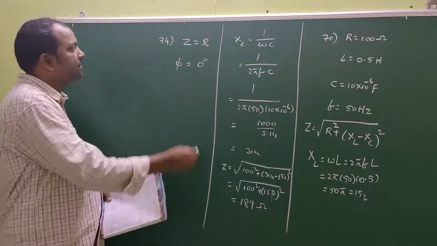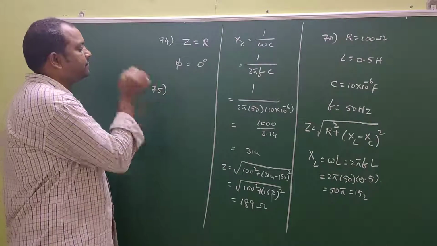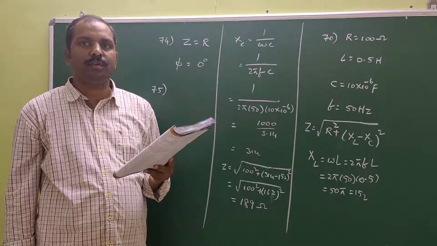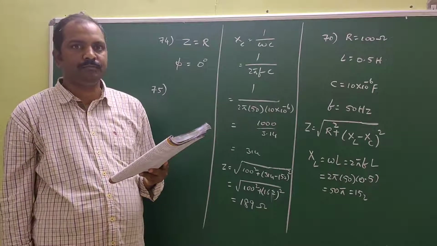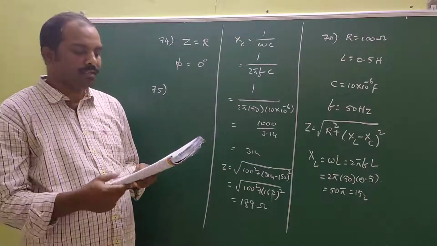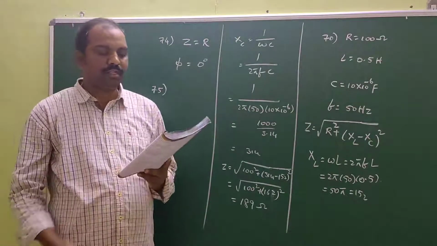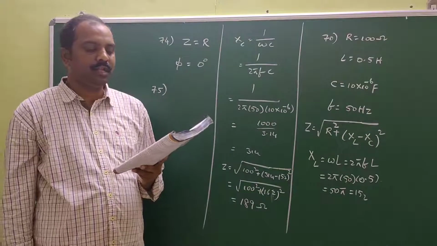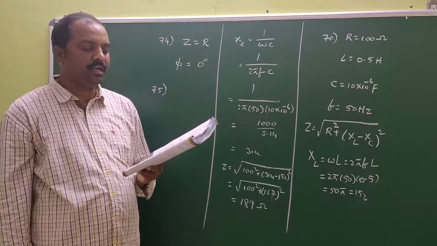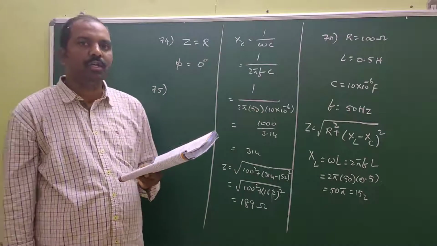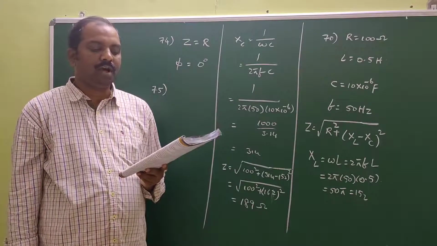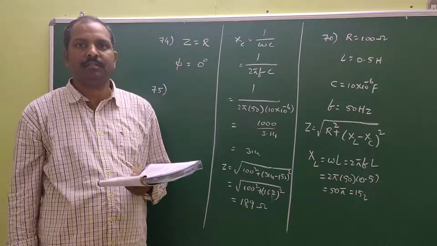Next question, 75. The incorrect statement for an LCR series circuit. They gave 4 options. In that, choose the incorrect option. See the first option: the potential difference across the resistance and the potential applied are always in the same phase under resonance. What is that? The potential difference across the resistance and applied EMF are always in the same phase under resonance.